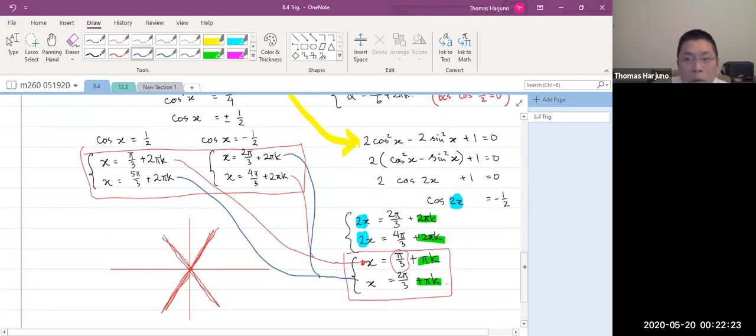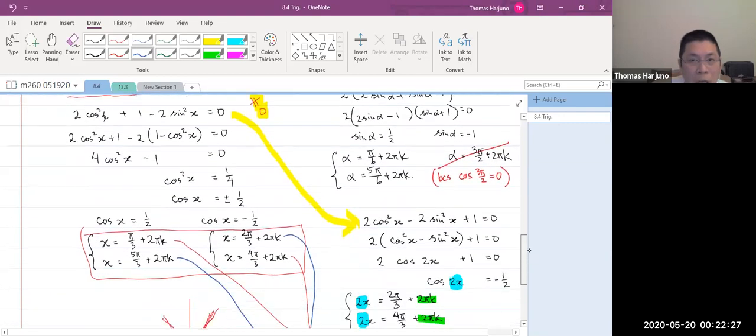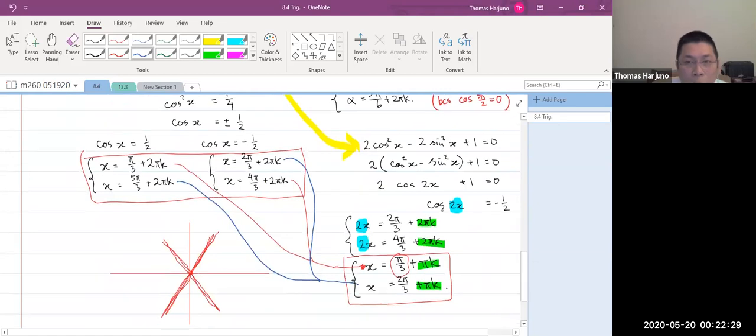Now, I also showed you through this second method how we solve double angle or triple angle, or let's say we have 3x here or 4x here. You solve for that first. Like what I did here, I solved for 2x first. Once I get the value for 2x, then I divide by 2 for the x.